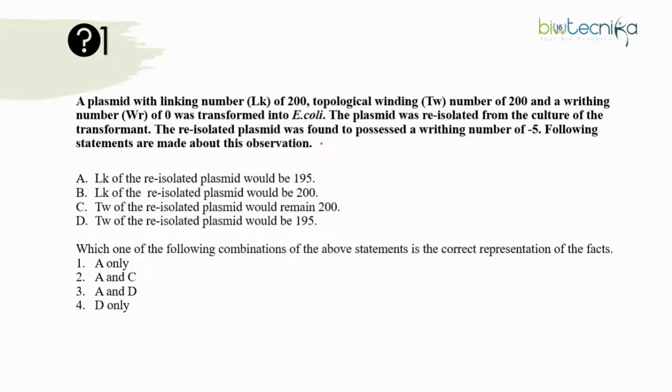So I can give you a hint that the formula for this is linking number equals twist plus writhe. And this is very important. This concept of twist and writhe is very important because it is around this concept that your topoisomerase enzyme is working during your replication process. The entire work of the topoisomerase is revolving around this concept of linking number, twist, and writhe.